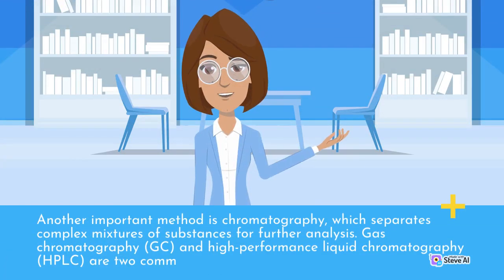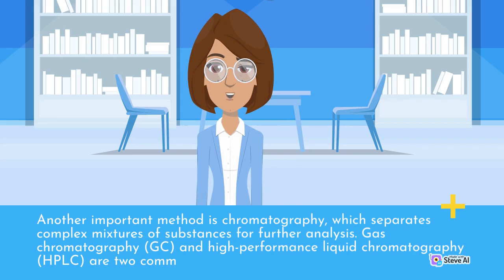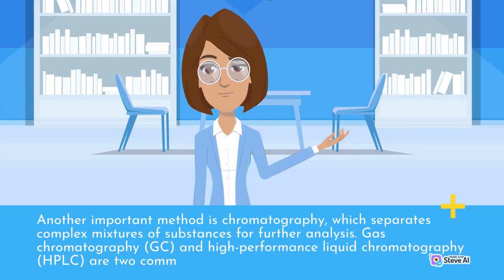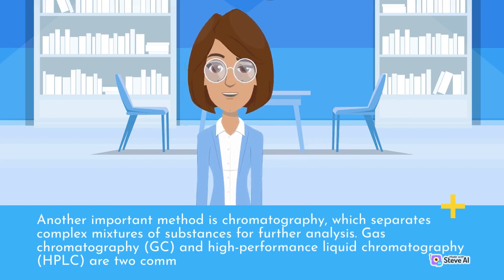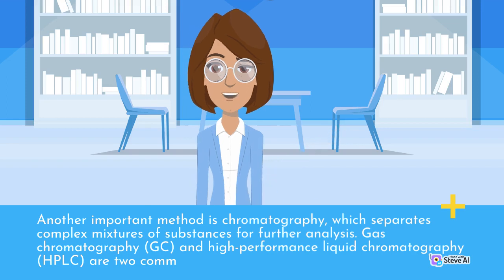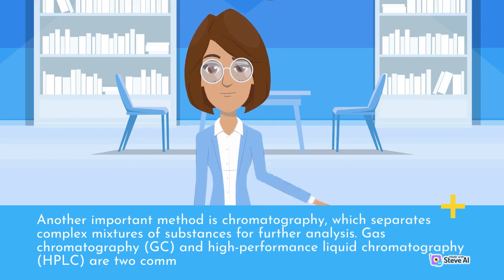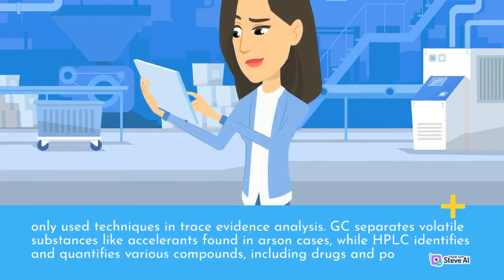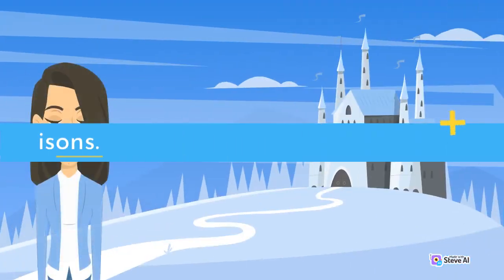Another important method is chromatography, which separates complex mixtures of substances for further analysis. Gas chromatography, GC, and high-performance liquid chromatography, HPLC, are two commonly used techniques in trace evidence analysis. GC separates volatile substances like accelerants found in arson cases, while HPLC identifies and quantifies various compounds, including drugs and poisons.